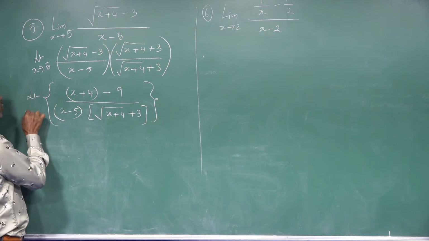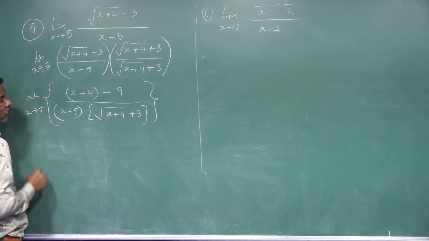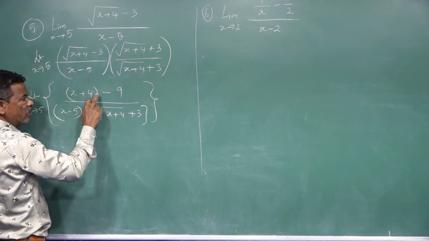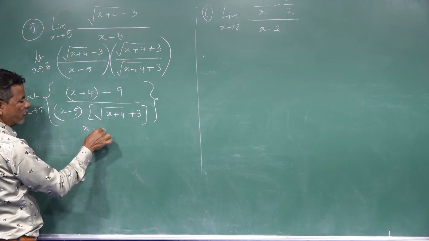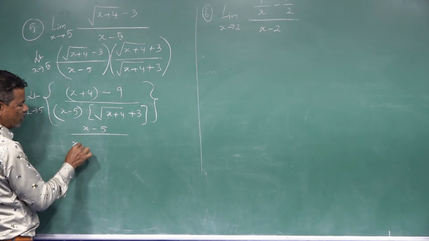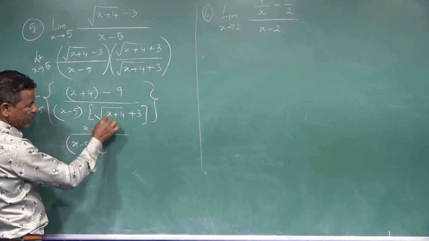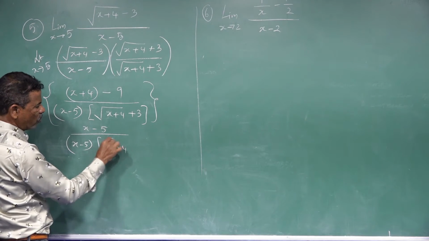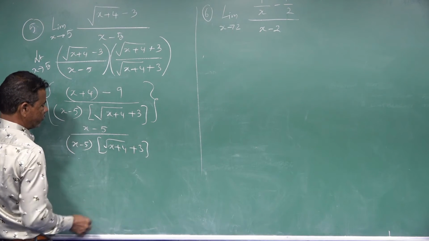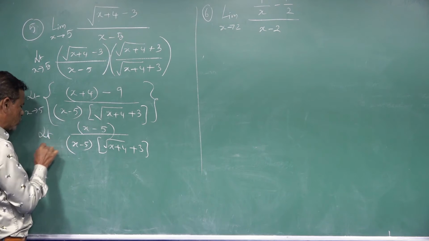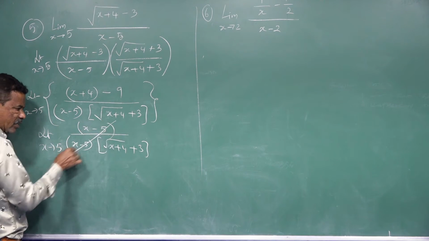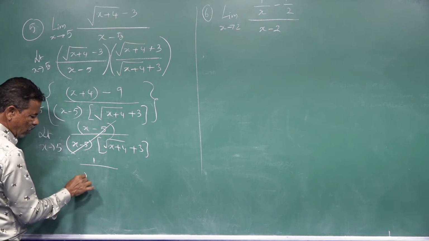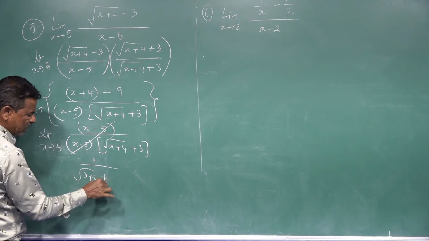Whereas limit x tends to 5. After this, x minus 9 plus 4, this value is x minus 5. Division, this is also x minus 5. Here this is as it is, root of x plus 4 plus 3. Limit x tends to 5 as it is. So here x minus 5 and x minus 5 get cancelled. Remaining is 1 by root of x plus 4 plus 3.